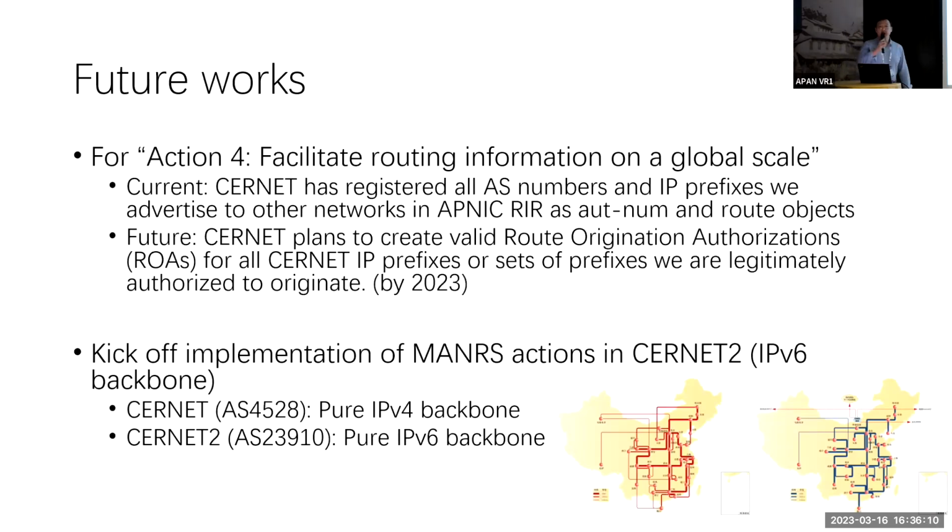And as you might be aware, for the purpose of IPv6 promotion and leverage, CERNET is actually composed of two backbones, one pure IPv4 backbone and one IPv6 backbone. The latter one was known as CERNET2 before, which has its own AS number 23910. And so as one of the next steps to meet the MANRS requirement from the IPv6 aspect, we plan to kick off the implementation of the MANRS actions in CERNET2 IPv6 in the near future.